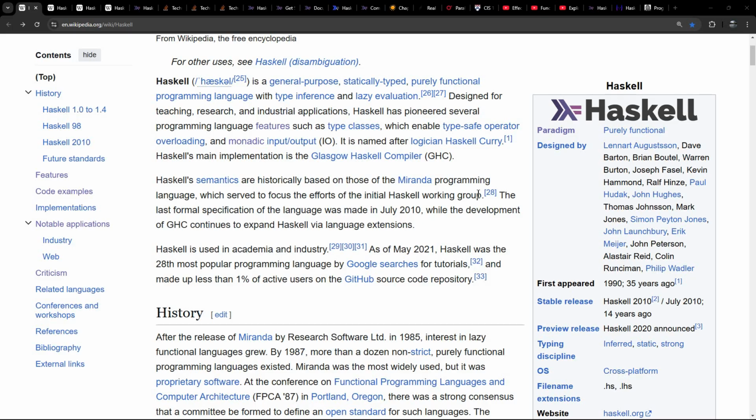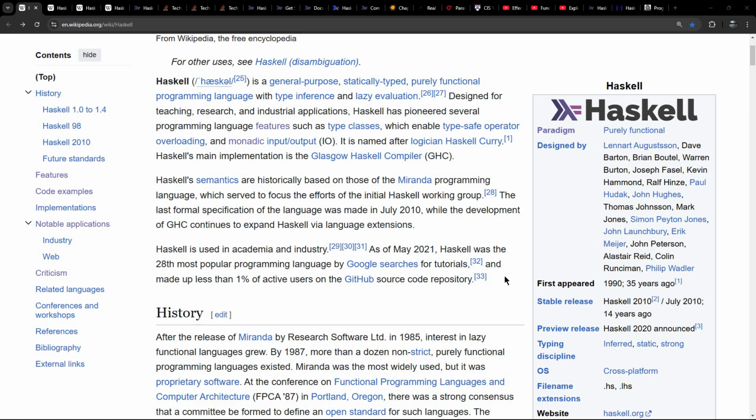So beyond that reason, what other reasons might there be for learning Haskell that you might be interested in, or that, once I start to explore it myself, will motivate me to explore it further? So firstly, Haskell, as you can see up here, is a purely functional programming language.